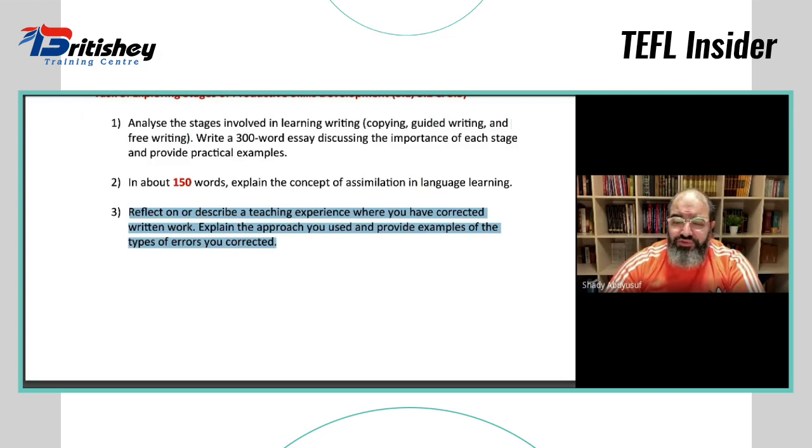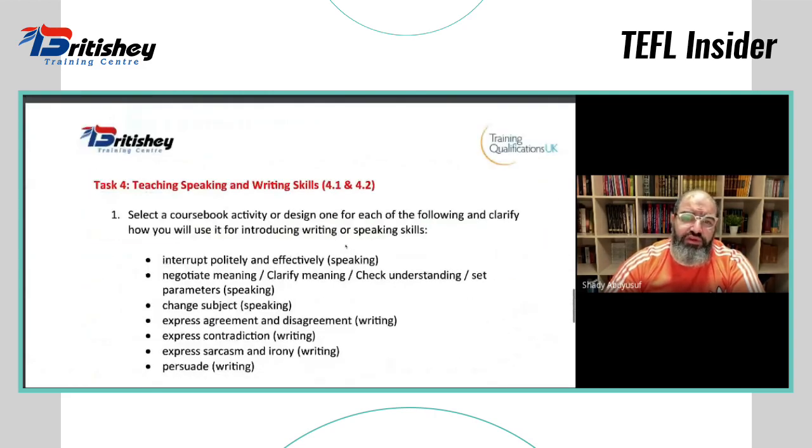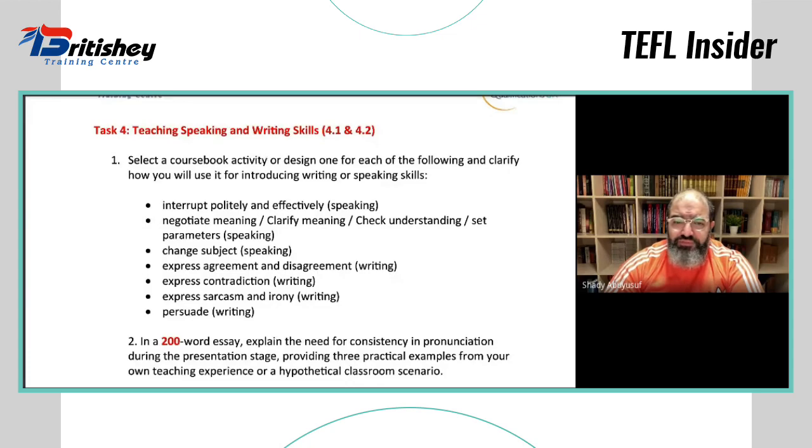And what you need to do is do a bit of research on different kinds of error correction when it comes to writing. Okay, good, lovely. Now let's move to task 4, which says teaching, speaking, and writing. And here it says select a course book activity. So you can select, or design. So you have 2 options here. Either you design your own activity, or you select the course book activity. One for each of the following.